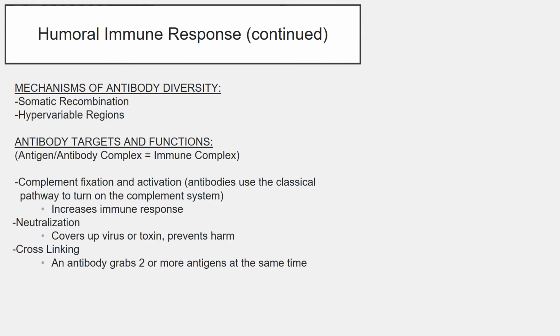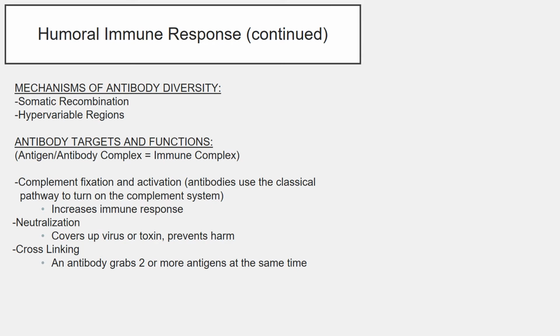The final part of humoral immune response contains mechanisms of antibody diversity and antibody targets and functions. Your mechanisms of antibody diversity include somatic recombination and hypervariable regions. These are genetically coded, and they are how you come up with different antibodies. Your antibody targets and functions include complement fixation and activation, neutralization, and cross-linking. Complement fixation and activation are how antibodies use classical pathways to turn on the complement system. Complement binds the constant region of antibodies that are bound to a target.